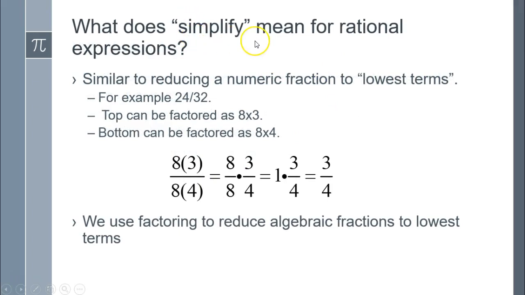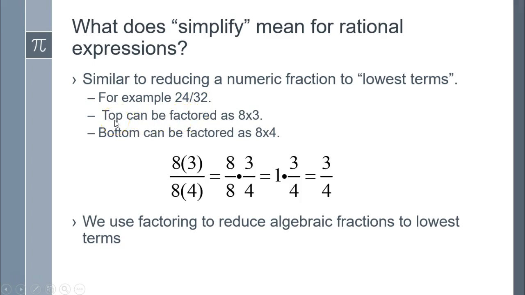So when we talk about simplify, what we really mean is reduce the fraction. With numbers, we call it reducing many times. So we want to reduce a numeric fraction to lowest terms. I'm going to use the example of 24/32. What you do is you look for the greatest common factor of the top and the bottom. And the truth is, you could prime factor 24 and prime factor 32 and find factors that match.